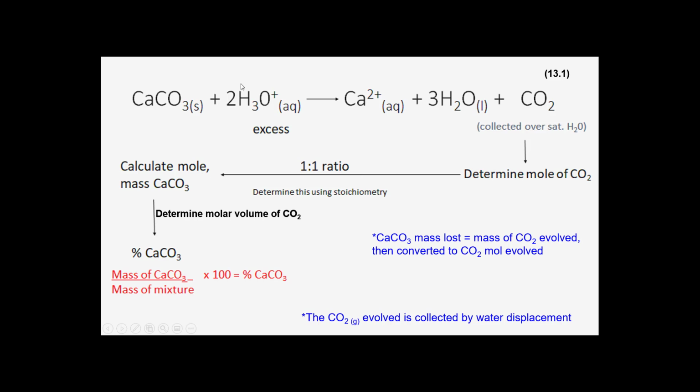This is a 1-to-1 ratio. We're not worried about the HCl. We are worried about the calcium carbonate. This is a 1-to-1 ratio, which means that whatever my moles of this are, it is now my moles of this. I can get my mass of this, and I have my sample mass, set those up, I can determine my mass of calcium carbonate. We are also doing another step where we have to determine the molar volume. So there's a few steps we have to do in here.